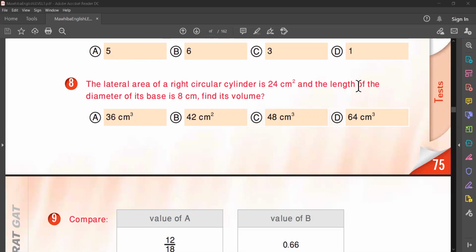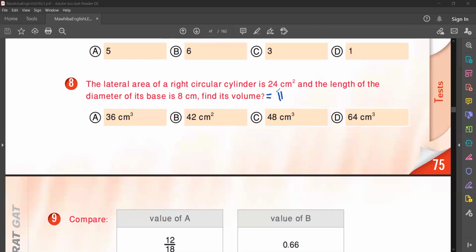The length of the diameter of its base is 8 centimeters. Find its volume. How do I find the volume? What is the volume of a cylinder? Can you hear me? What is the rule? The formula for the volume of a cylinder, what is it?